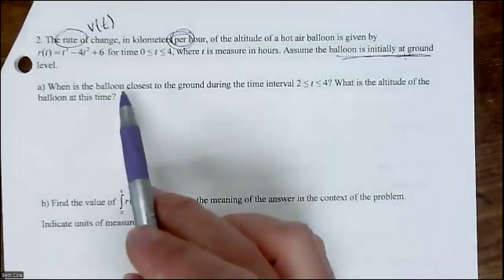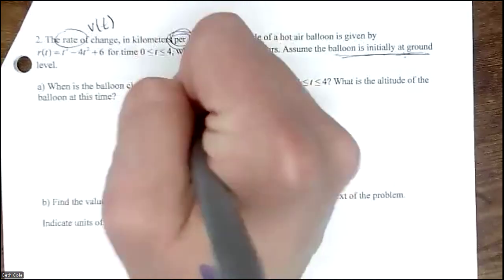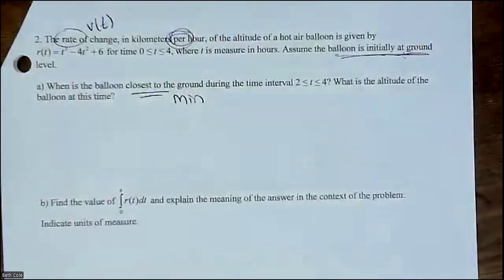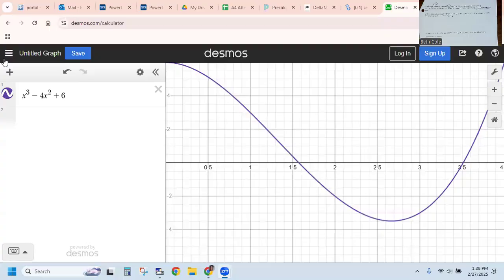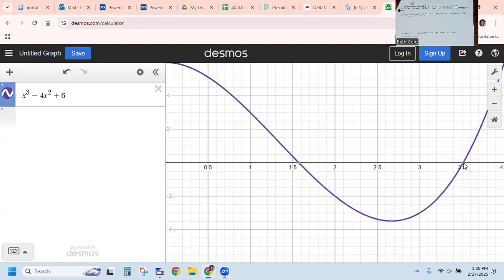When, so this should be a time, is the balloon closest to the ground? That means a minimum, and you just took a quiz. That's a change from what to what? Good, negative to positive. And then what is the altitude at that time? All right, so I want you to look at this graph. Whereabouts do we have a change from negative to positive? Like there-ish, right? Okay.